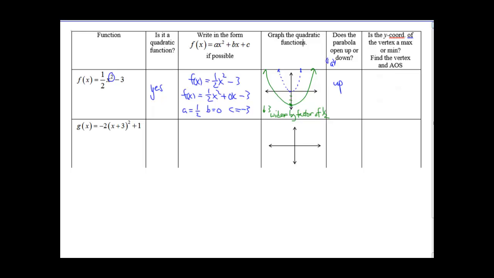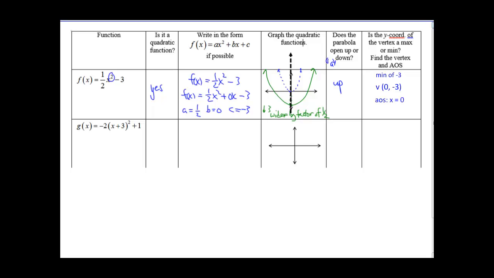Now moving on to the last ones, we need to know, is the y-coordinate of the vertex a max or a min? Well, if we look, our graph moves up, so we have a minimum value, and our vertex is 0, -3. So we know it's a minimum of -3. And then the last thing is, we know that it has an axis of symmetry. The axis of symmetry goes right through the middle. What point does it go through? If you look at the green one, it goes through 0, -3. So if we look at our vertex, the axis of symmetry is at that x value. So our axis of symmetry is x equals 0.